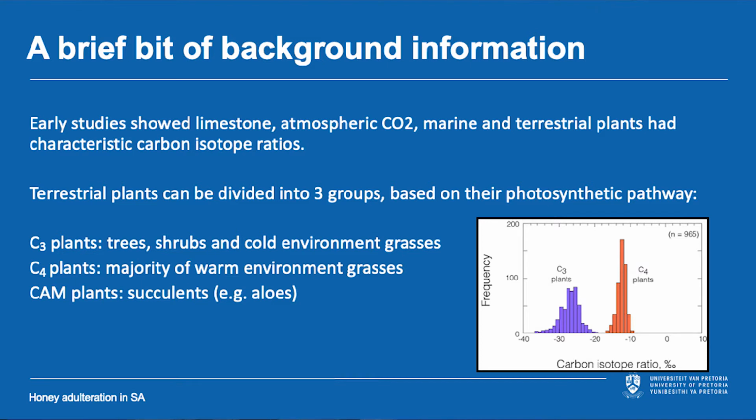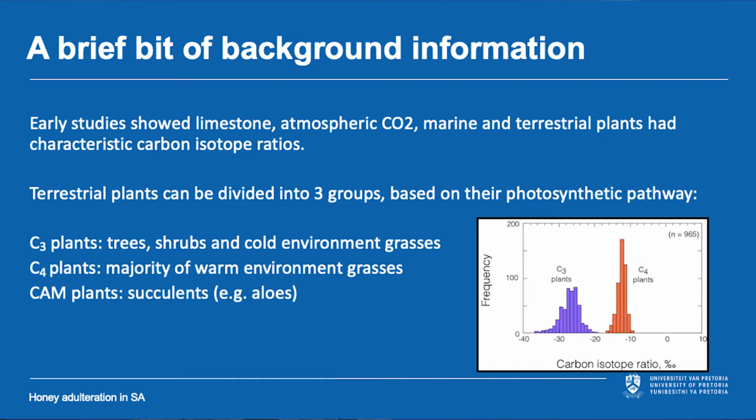Terrestrial plants can be divided into three groups, based on the way they photosynthesize. So the way they use sunlight and carbon dioxide from the atmosphere to grow, make tissues, produce flowers, leaves, nectar, and so on. The first group is C3 plants, including all your trees and shrubs, and cold environment grasses. In South Africa, we have very few C3 grasses, and they are very limited in their distribution. C3 plants obviously include the majority of your flowering plants as well.